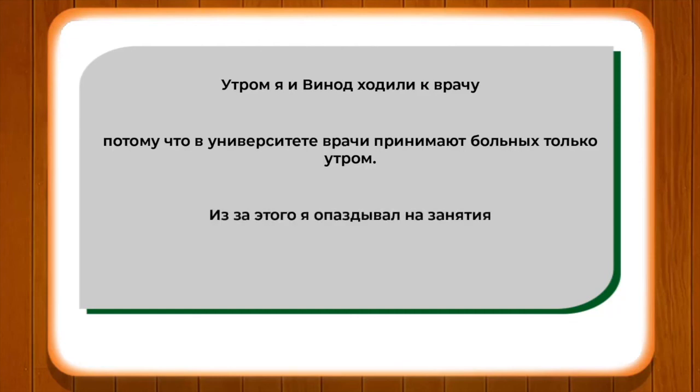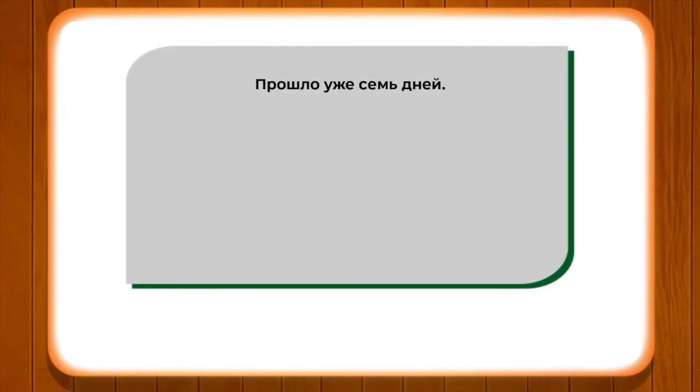Из-за этого, due to this, я опаздывал на занятия. Due to this, I got late to class. Но преподаватели не сердились на меня. But professors did not get angry with me. Прошло уже 7 дней. 7 days went by. Теперь Vinod совсем здоров. Now we have the expression сейчас, but depending upon the context, we are using the expression теперь. So now Vinod совсем здоров, almost healthy.